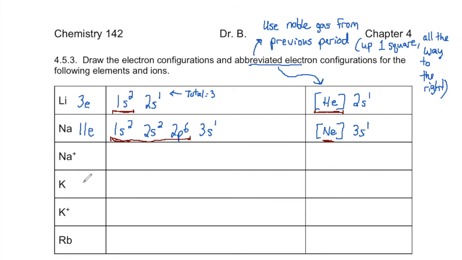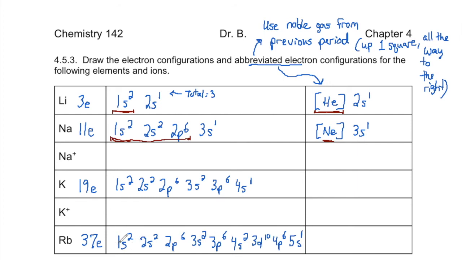Let's skip the ion for now and go ahead and do the other alkali metals that we have here. We have potassium with 19 electrons and rubidium with 37 electrons. The 19 electrons of potassium go into the 1s orbital, the 2s orbital, the 2p orbital, the 3s, the 3p, and then start on the 4s to add up to 19 electrons.